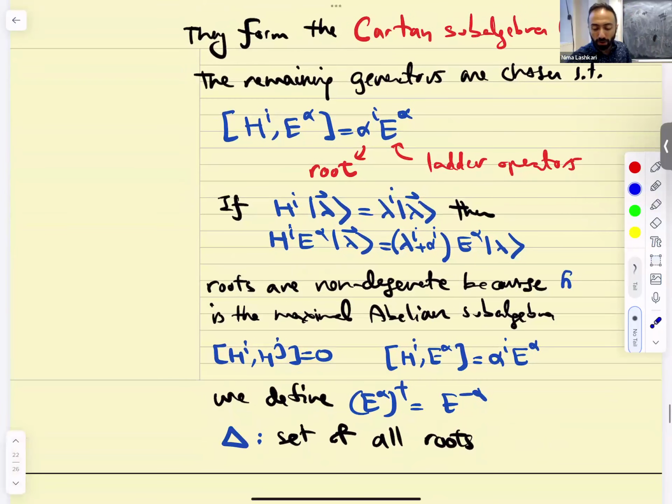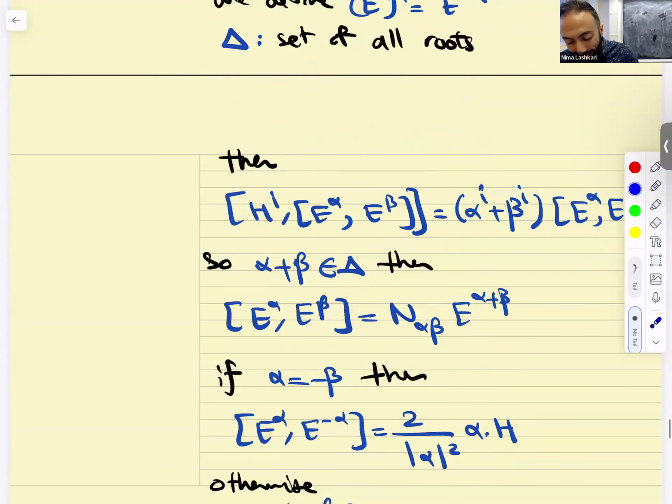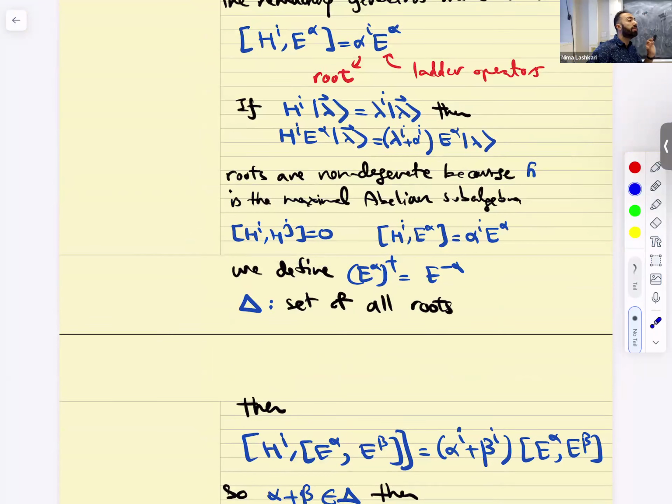So what do we have so far? The H i's, they commute. H i and E alpha satisfy this raising operator convention. The dagger we call minus alpha. Now let's collect the set of all roots. These are a collection of these alpha's. Good. Let's calculate the following object. What we're after, because I have these relations, the only thing I'm missing is the commutator of E alpha and E beta. That's all I need to say I know everything about my algebra.